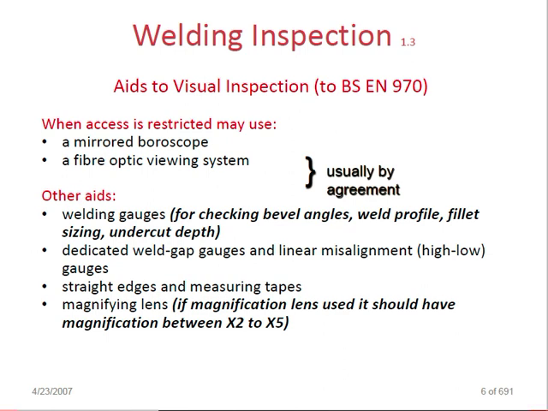Other aids, what are the other requirements? Welding gauges, a dedicated weld gap gauge and linear misalignment hi-lo gauge, straight edges and measuring tapes, and a magnifying lens. These four things are very important. Other than the mirrored borescope and fiber optic viewing system, which depend on project requirements, the mirror borescope is used everywhere. If you go, the client will tell you where the mirror borescope is needed.